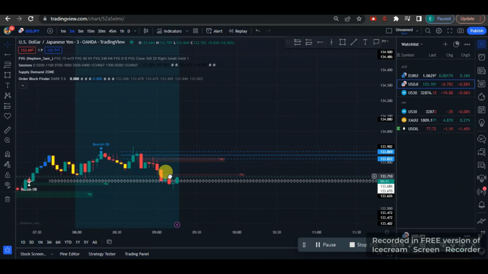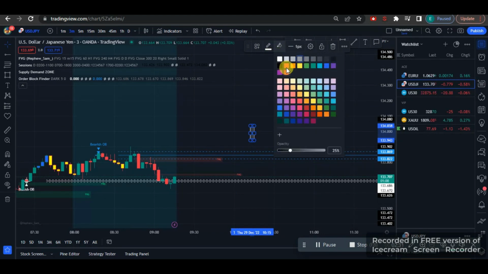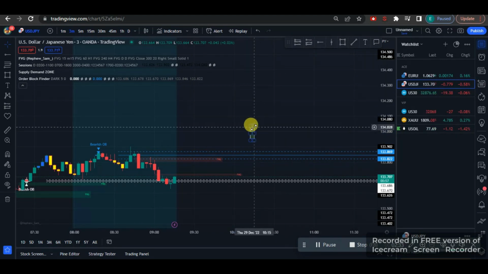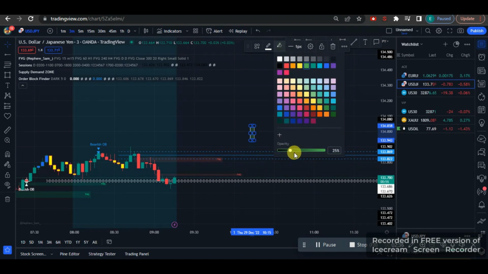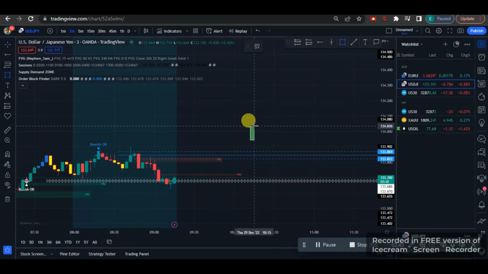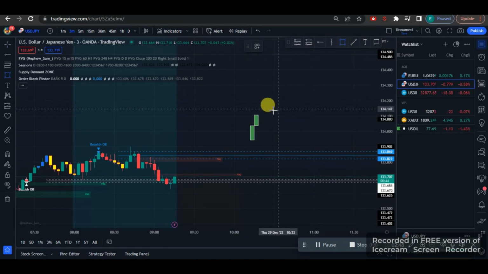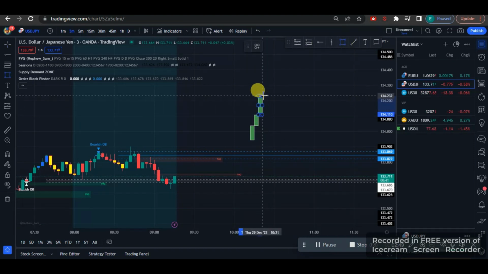So let me use a blank canvas. I want to explain how the strategy works. Number one, you want to wait for a situation where price is in a strong momentum to the upside or to the downside. For this example, I'll be using a bullish example, a demand example for now. Then I will show you guys a selling example. So let's just assume that price is going up strong like this.